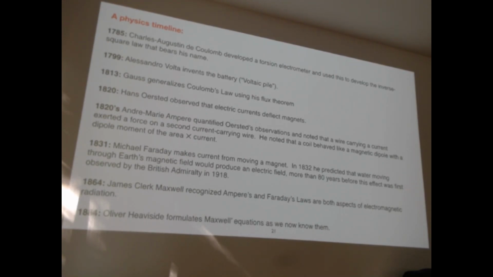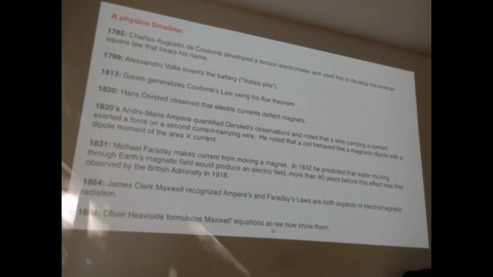Ørsted observed that an electric current in a wire deflected a compass needle, a magnet. And then Ampere came along and quantified Ørsted's observations, and he noticed that one wire with a current had a force on another wire with a current. So he worked out that if you coiled the wire around and put a current through it, you could create a dipole that looked a little bit like a lodestone magnet.